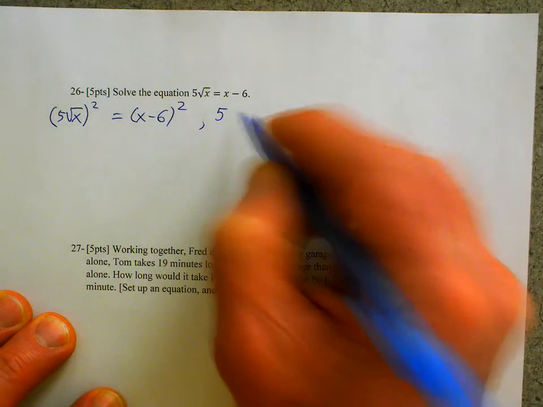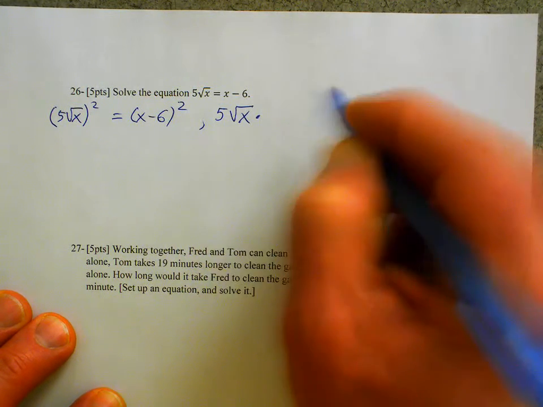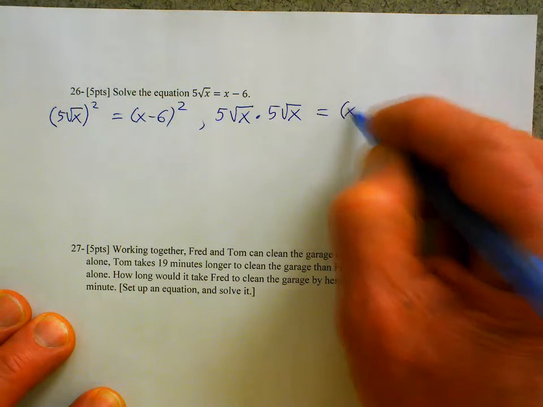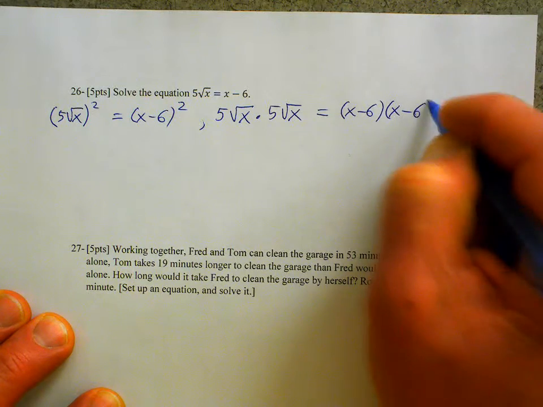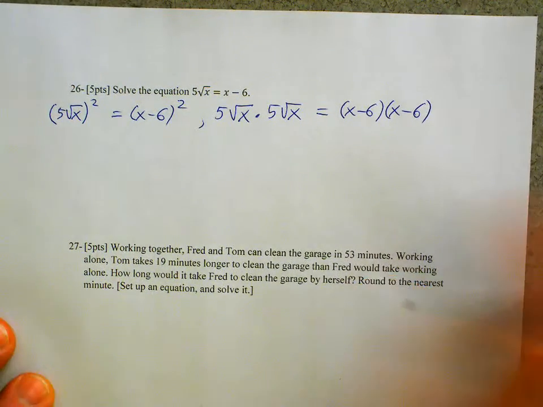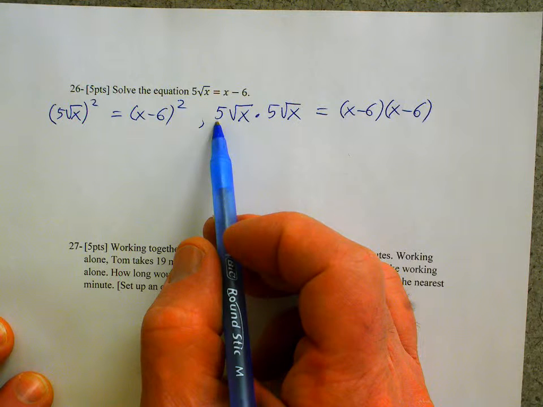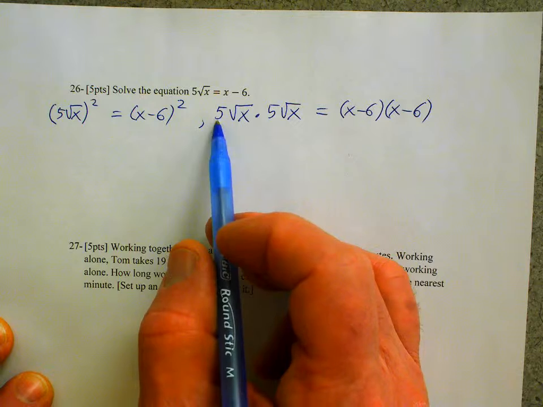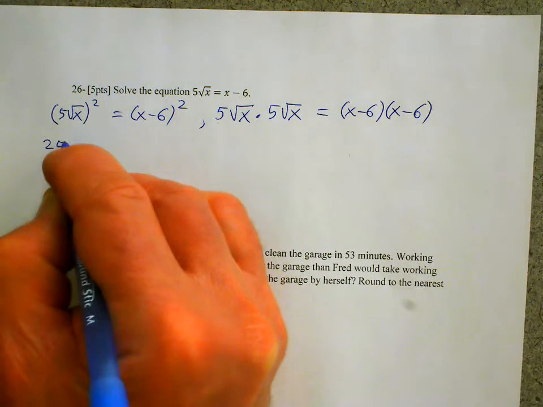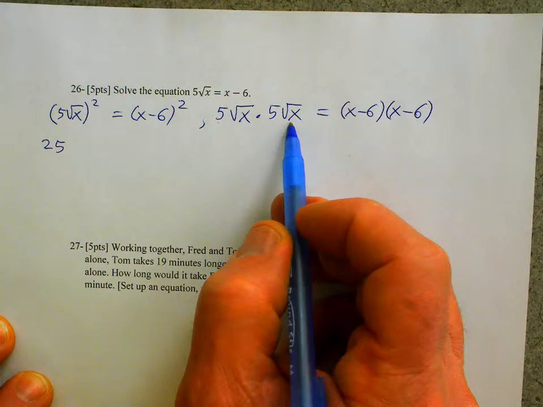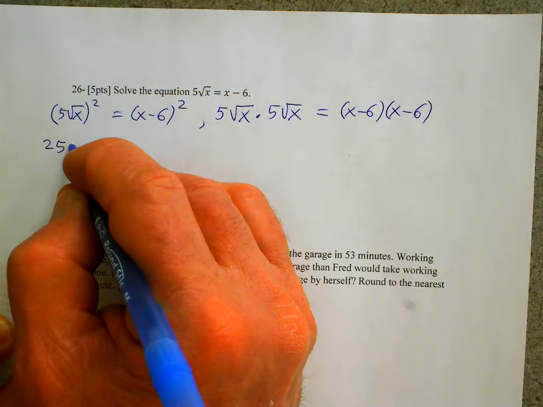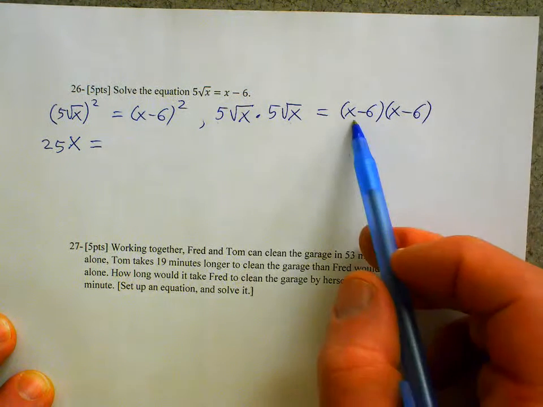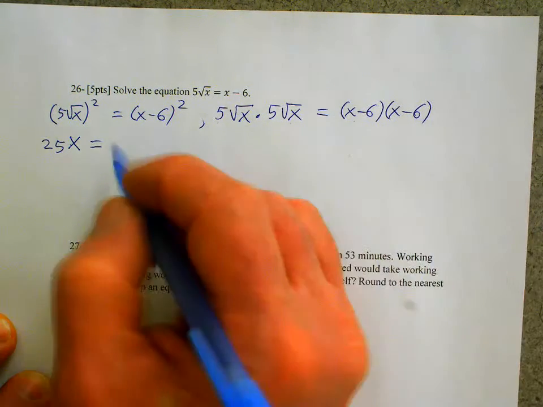So on the left-hand side, we have 5 times the square root of x times 5 times the square root of x. On the right-hand side, we have x minus 6 times x minus 6. On the left-hand side, rearranging the factors, we can multiply 5 times 5 to get 25. And the square root of x times the square root of x is just x. And then on the right-hand side, x minus 6 times x minus 6.